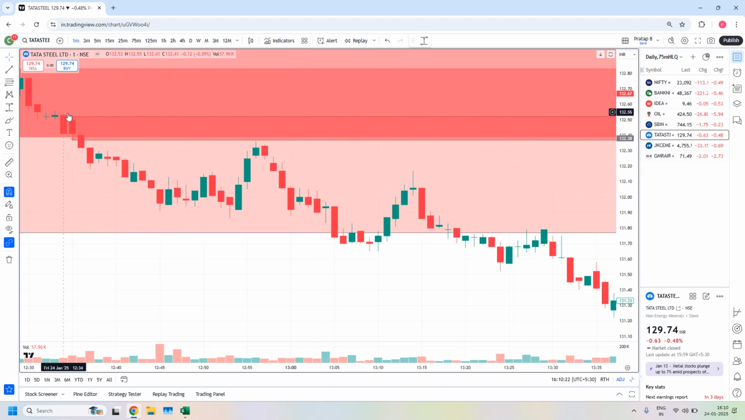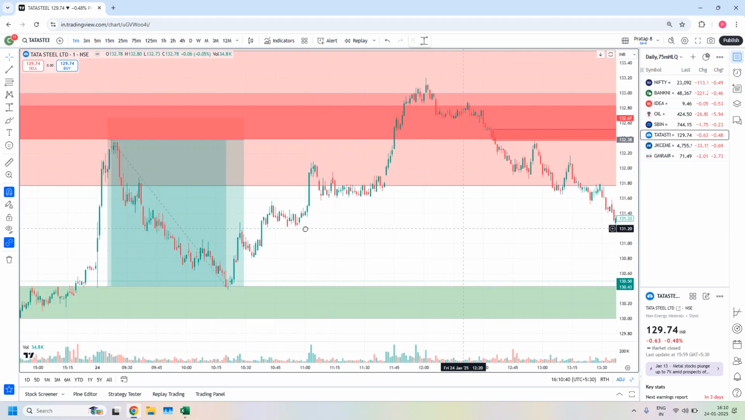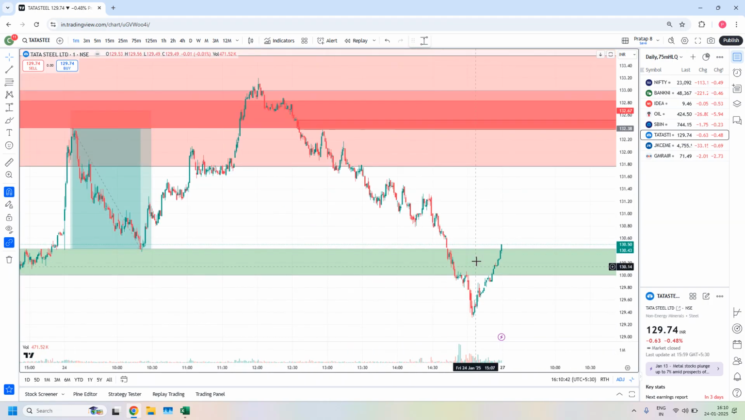Now you see, drop, base, drop. Prices came down and again reached the zone. Of course you will add a small buffer, maybe 1 paisa or 2 paisa. Your trade would have been executed. Whatever profit you got, a similar profit you would have got here also, because the same area only gave you the trade.